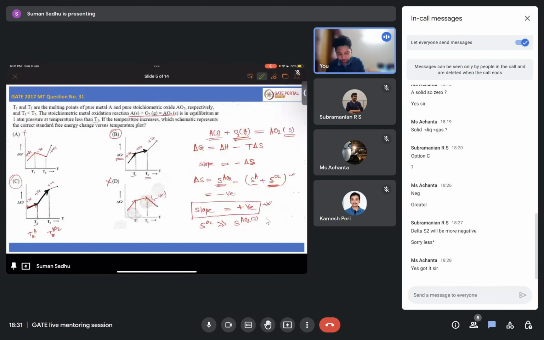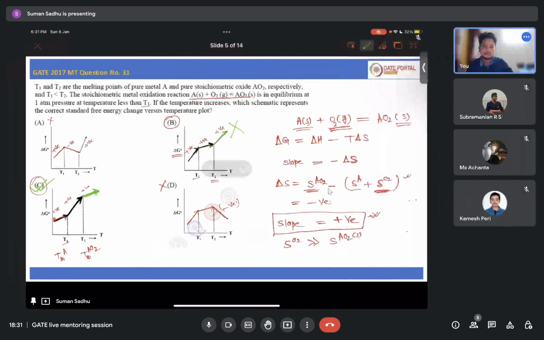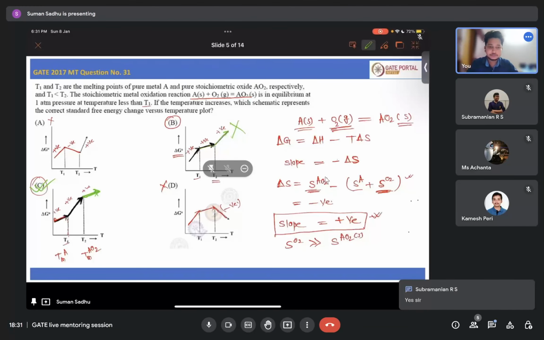So that means the slope will decrease a little bit again, as you can see. But in this option you can see the slope was increasing from this part. So you can clearly say that this is not the correct answer. The correct answer is option C. So understood, or do you people have any other doubt?